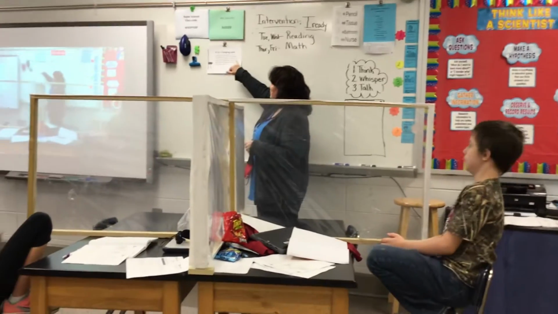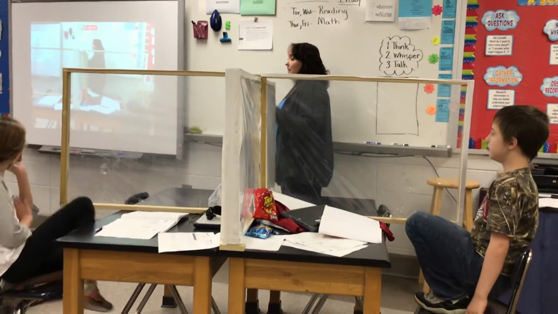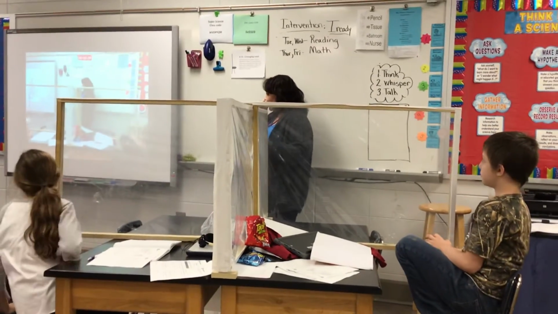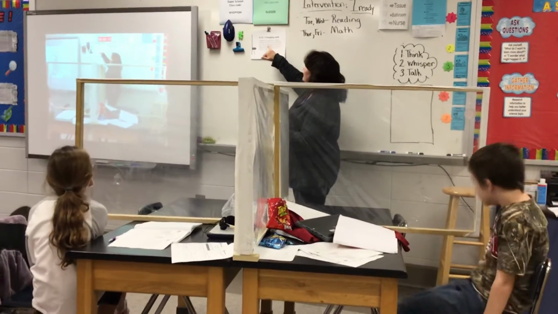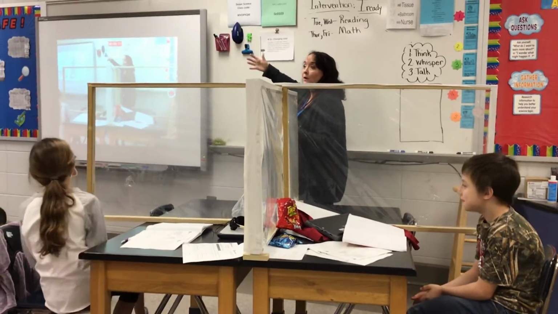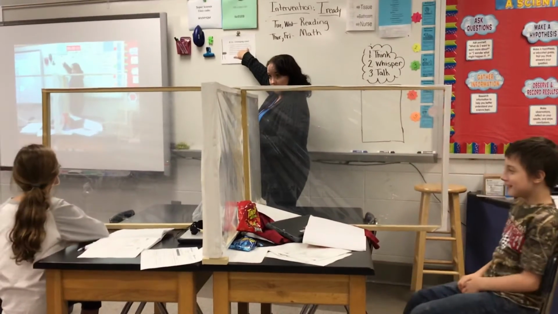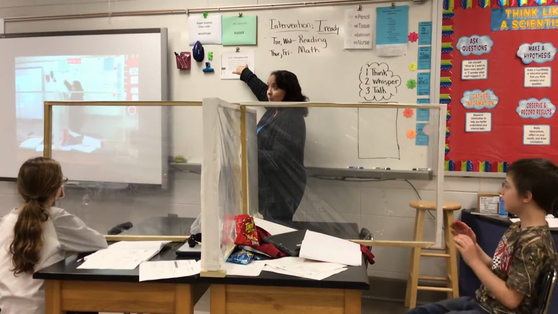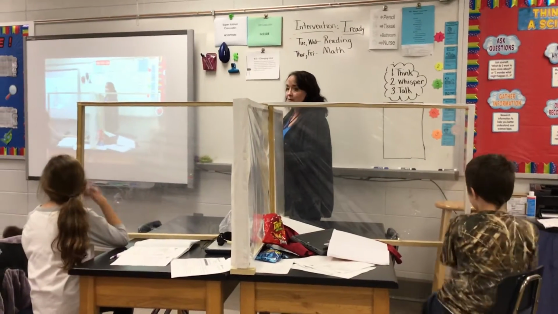Our new standard, changing land, is just continuing what we've been talking about: erosion and weathering and landforms. It says to analyze and interpret data. That just means we're going to have data and we're going to talk about what it means, to determine the effects of weathering. What's weathering? What's happening? Breaking apart. And the rate of erosion.